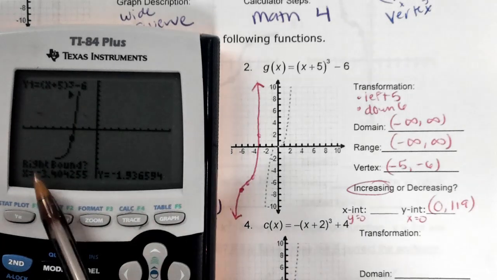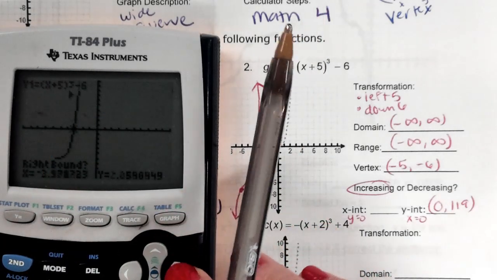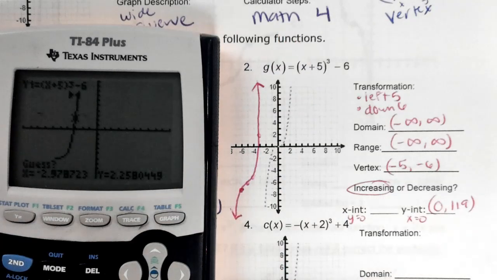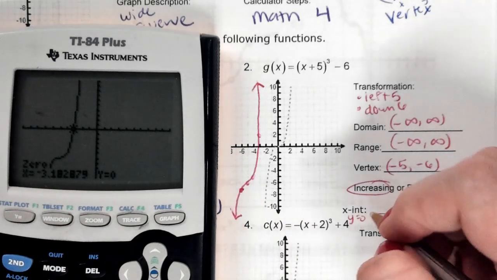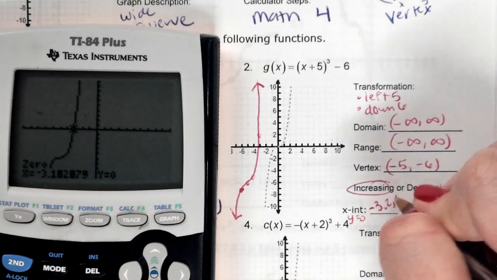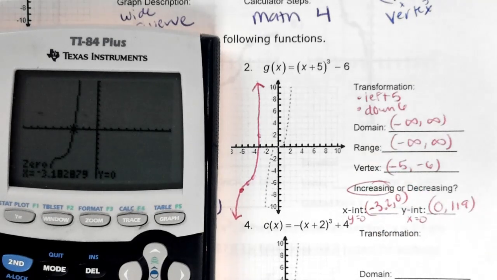I press enter. Now it says right bound, so I need to move to the right side of my x-intercept. Press 0. Then it says guess. We don't want to guess, so we're going to press enter one more time. And there's my 0. So it is negative 3.2 comma 0. Now, if it was multiple choice, and there was only one answer between negative 3 and negative 4, could you pick that one? Yes.